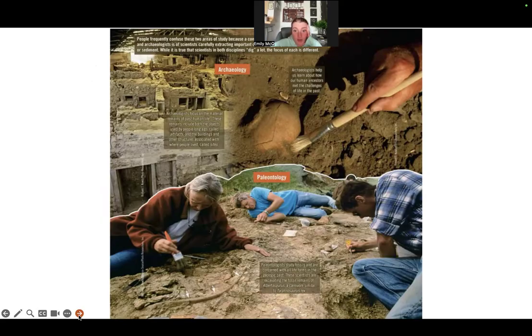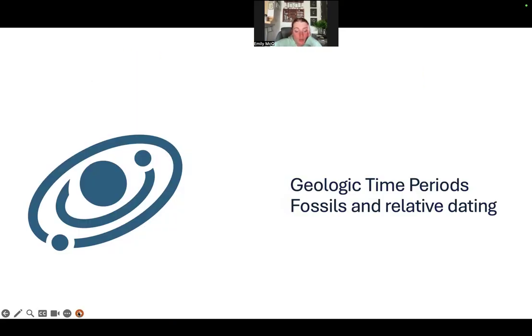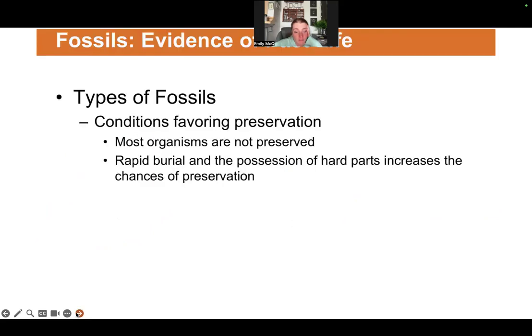So paleontologists study fossils. So we're going to bring this all together and talk about how geologic time periods come together with fossils and relative dating. We talked briefly about conditions favoring preservation of fossils, but most organisms aren't preserved. They get broken down. Even bones or shells will get broken down over time, turn into fine powder. What we need is rapid burial of these organisms and the possession of hard parts. That's going to increase the chances of preservation.